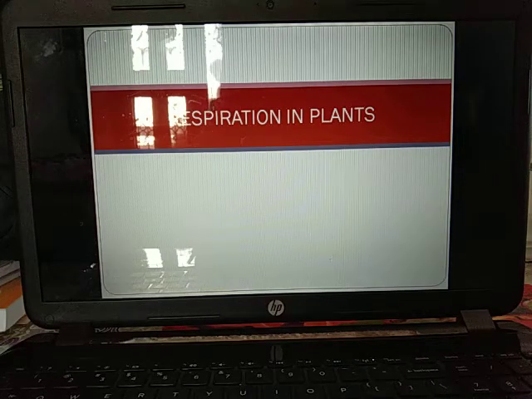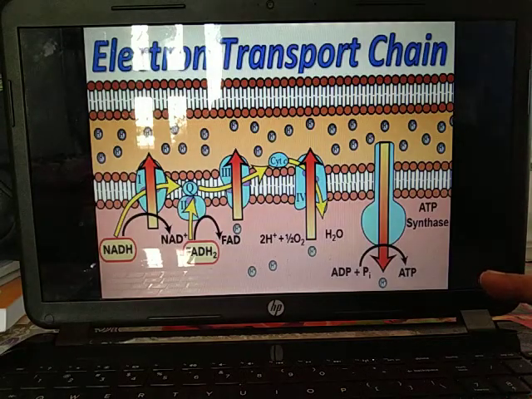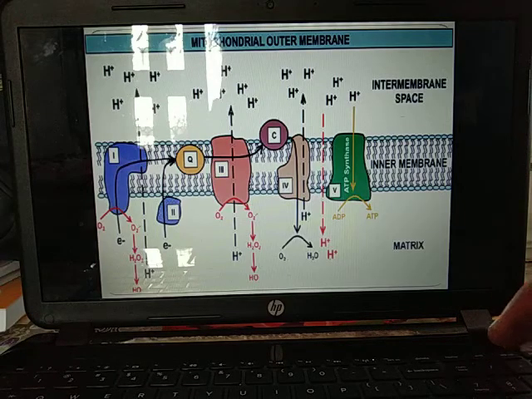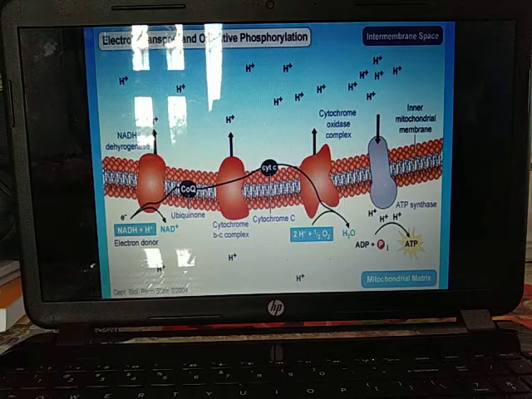So dear children, we are doing respiration in plants and today we are going to continue with oxidative phosphorylation. We are doing the electron transport system, or we can say electron transport chain. In that we had discussed how the exchange of ions, the hydrogen ions, and how the oxidation is going on, how the ATP synthesis takes place. Now we will discuss oxidative phosphorylation in case of the electron transport system.